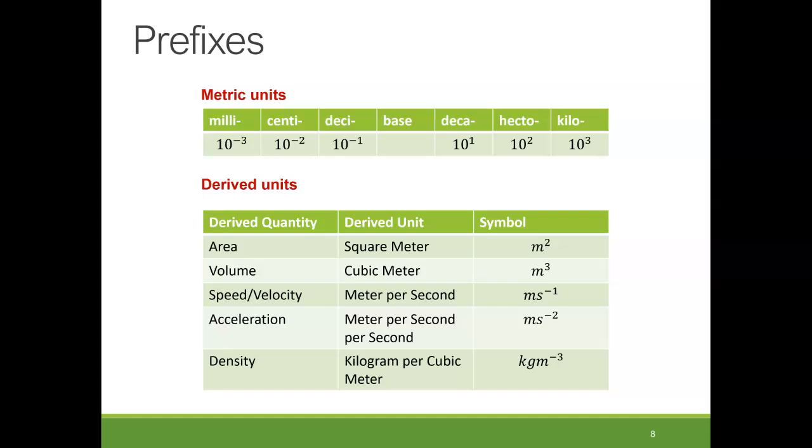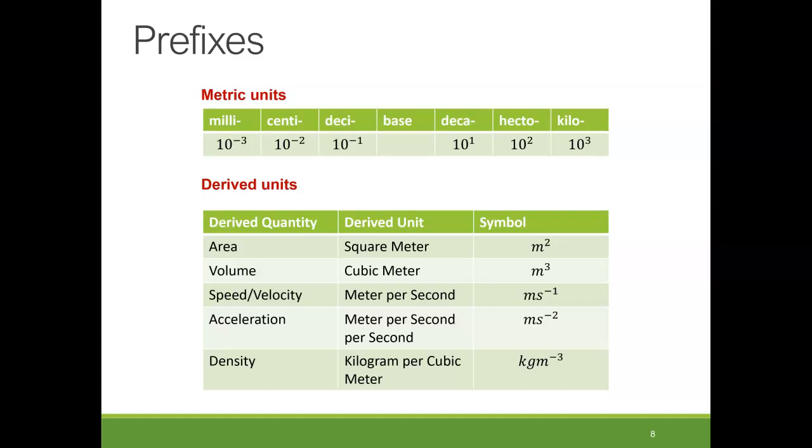So again, with the metric units, the lovely part about the metric units is everything is on a base 10 scale. So we have the prefixes milli, centi, deci, deca, hecto, kilo, that just represent a 10-fold or a power of 10 factor of our base unit.